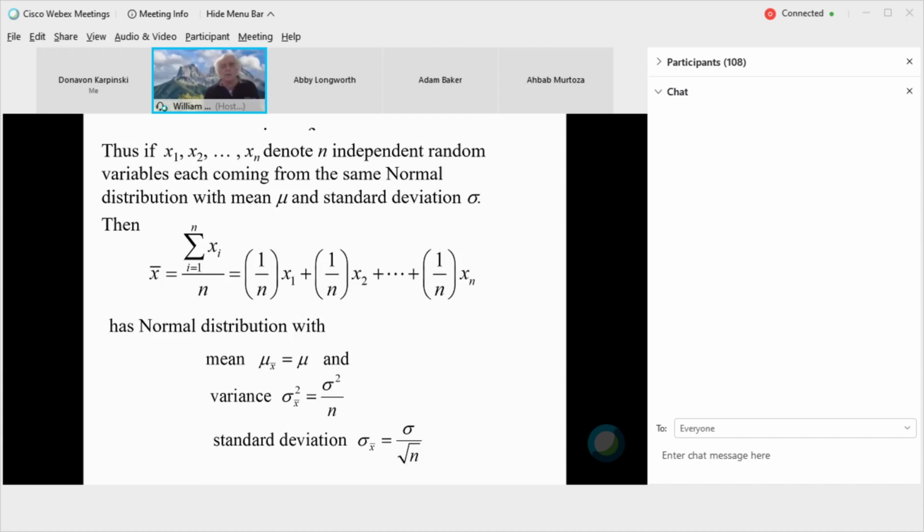So if these observations are coming from a normal distribution, mean mu, standard deviation sigma, the sample mean will come from a normal distribution, mu x bar equal to mu, the same mean as the population. The variance is smaller, it's sigma squared over n. The standard deviation of x bar is the square root of that, sigma over square root of n.